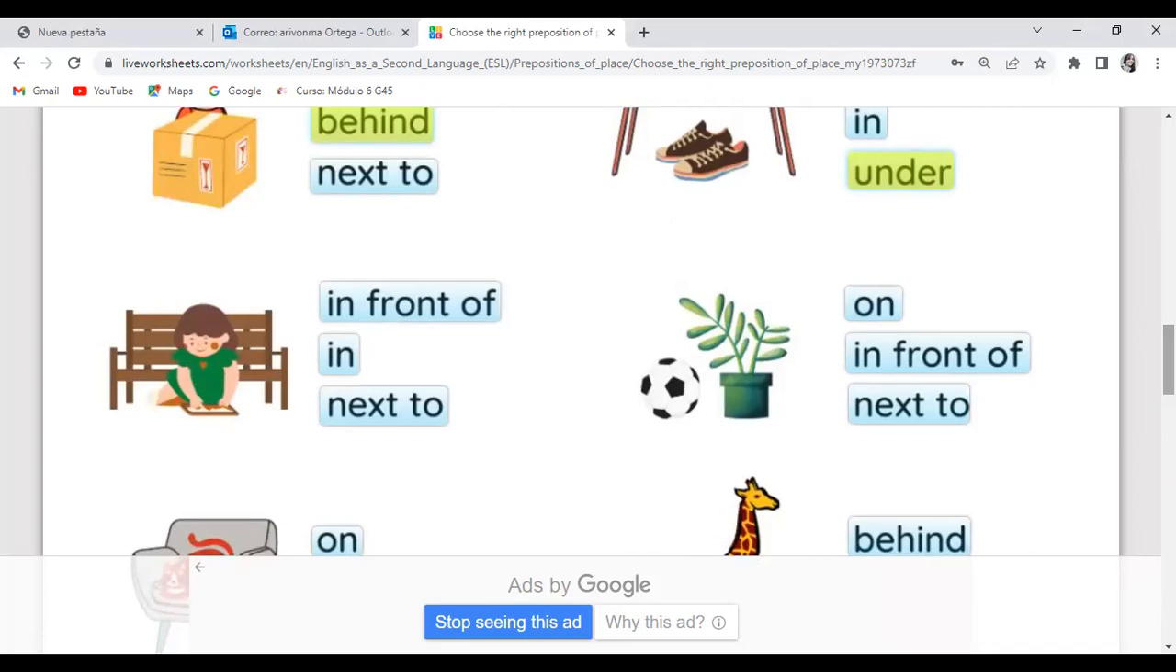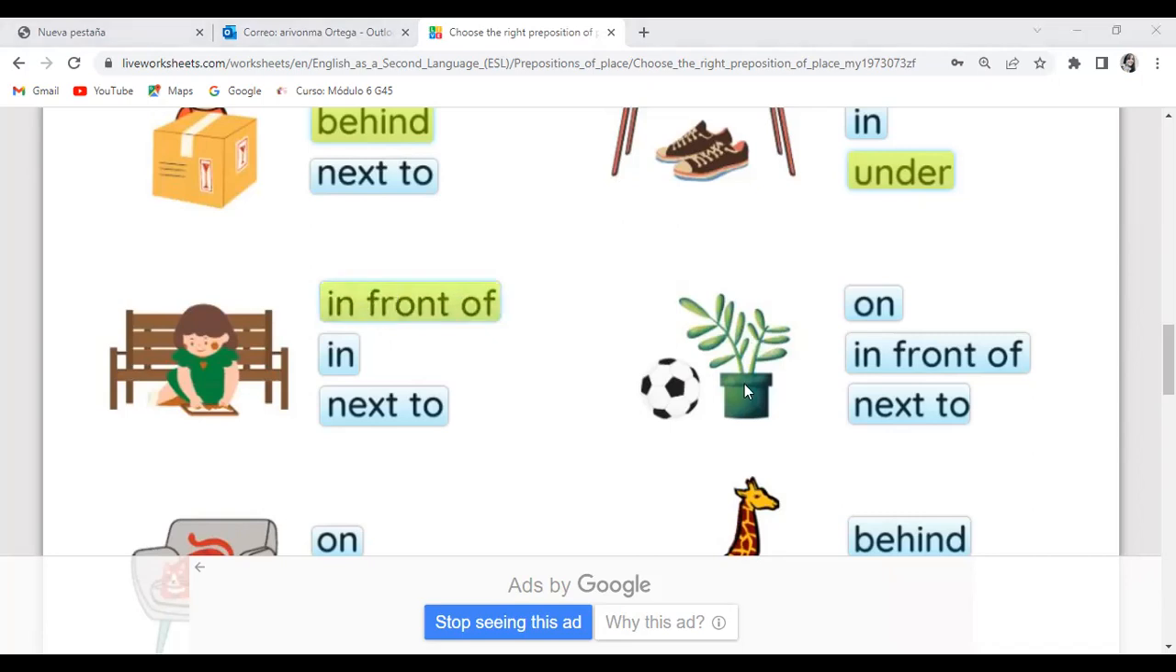The girl in the green dress is... Remember that "banca de un parque", for example, can be said as bench. So where is the girl, guys? Is she in front, in the bench, or next to the bench? It's in front of, right? Very good.